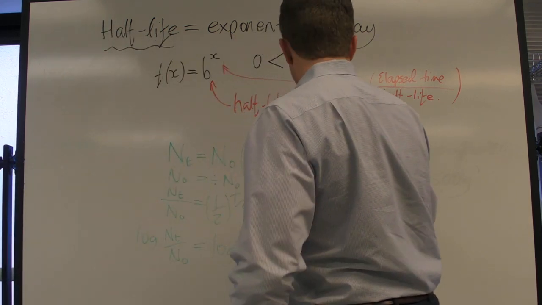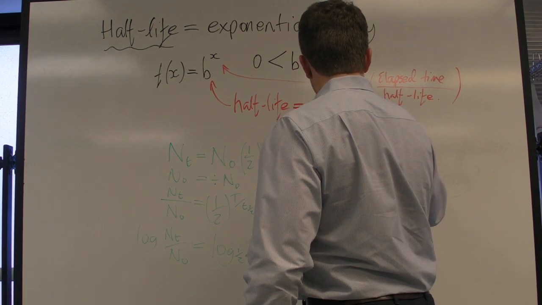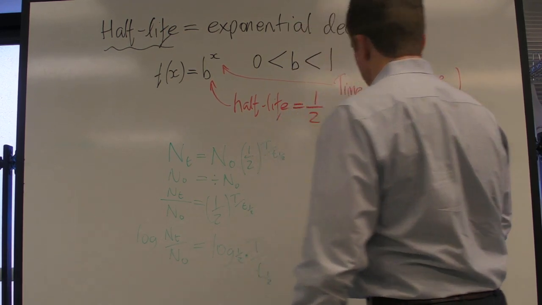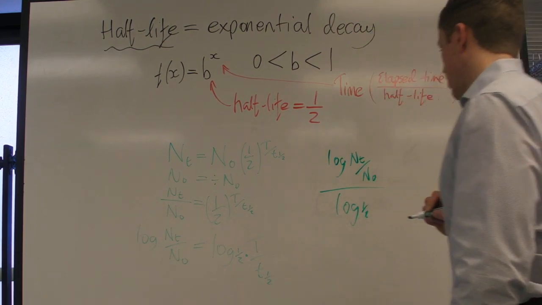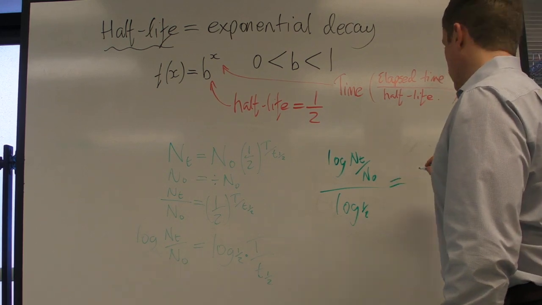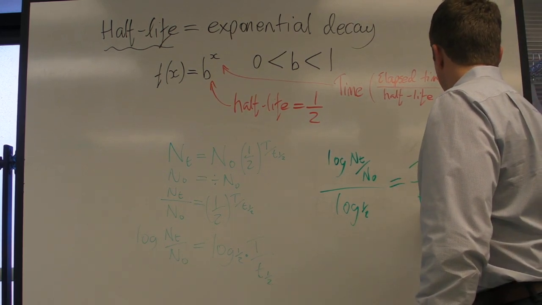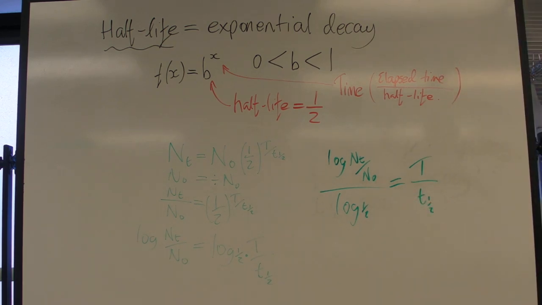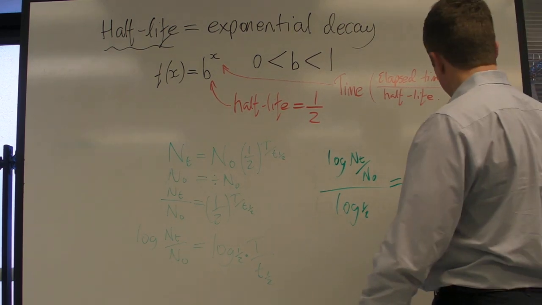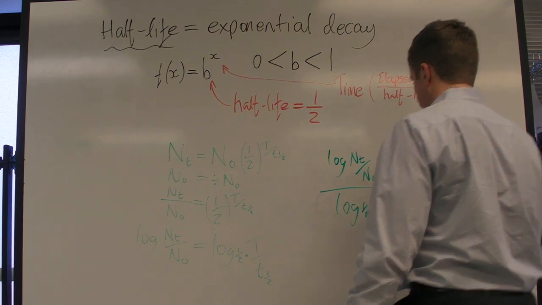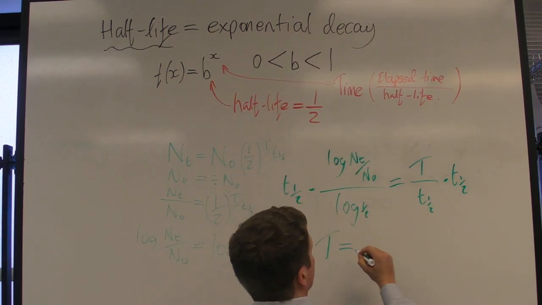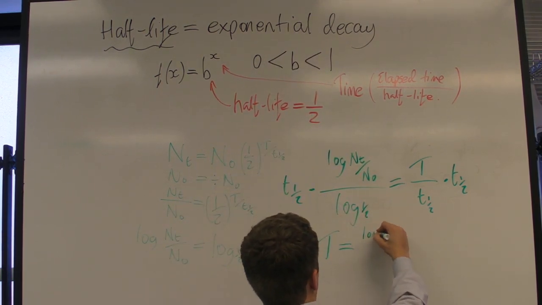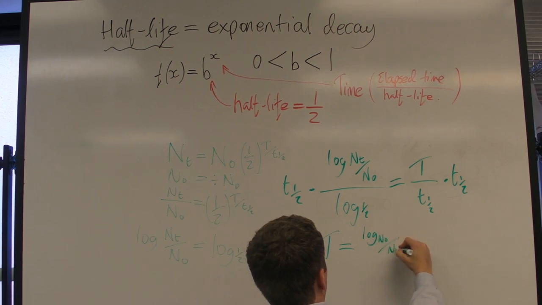So we'll do that. So that will give us a log of Nt divided by N0, divided by a log of 1/2, is equal to the time divided by the half-life. And if we're solving for the elapsed time, then we can just multiply by the half-life. And then we end up with the elapsed time is equal to the log divided by log.